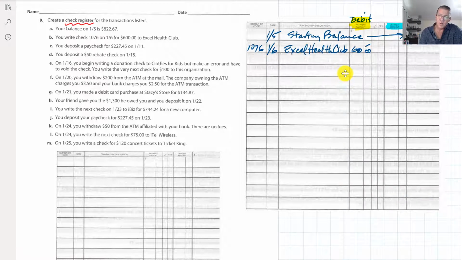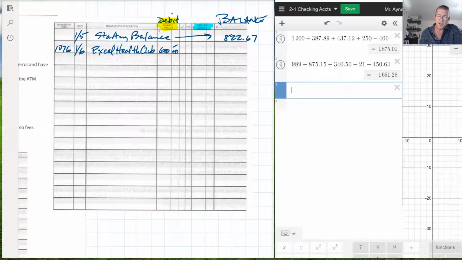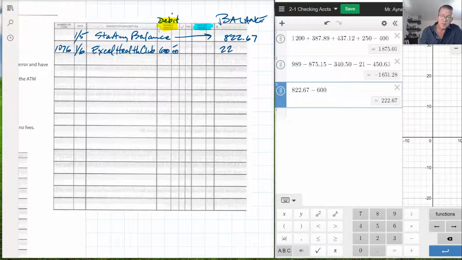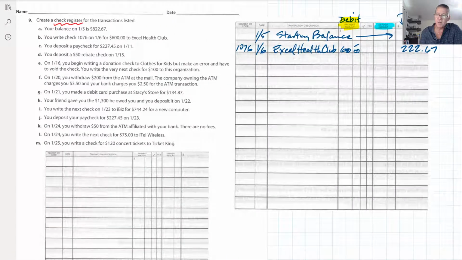Okay. Now, when you write a check to the health club for $600, you got to subtract that from $822.67. So once again, you can do that first transaction in your head probably, but if you want to keep track of it on Desmos, go to the new line here and type in $822.67, and then subtract the 600, and obviously you're $600 less at $222.67. Why? Because we just wrote a check to the club, and when it clears the bank, it's going to be deducted, okay, or subtracted.